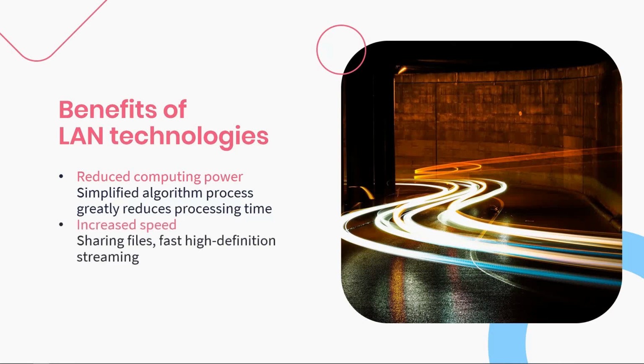Increased speed. In an optimized LAN, speed could reach up to 1 Gbps or more, which would greatly impact the speed of sharing files, uploading and downloading, and high-definition streaming on the LAN, providing all users with the speed needed in communicating with one another.